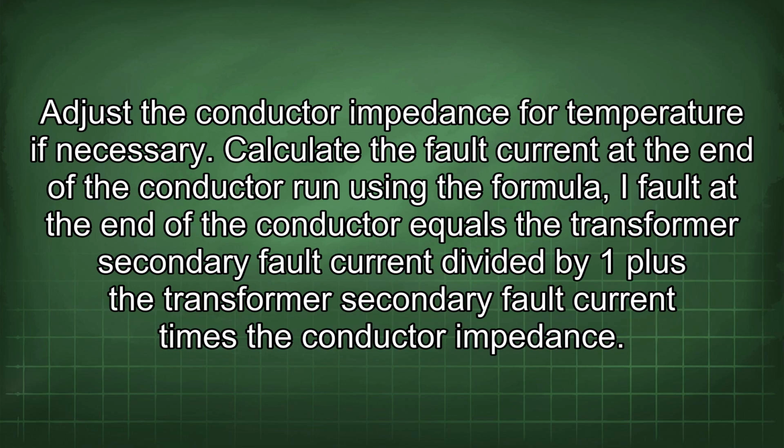Calculate the fault current at the end of the conductor run using the formula I fault at the end of the conductor equals the transformer secondary fault current divided by 1 plus the transformer secondary fault current times the conductor impedance.